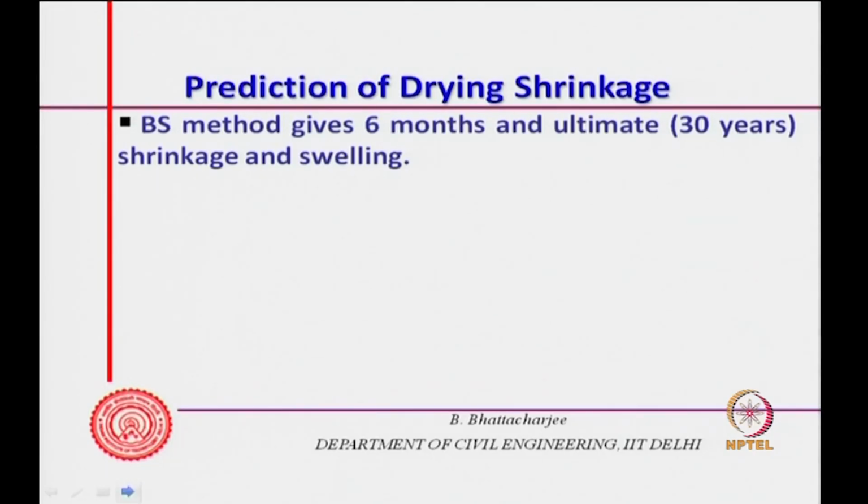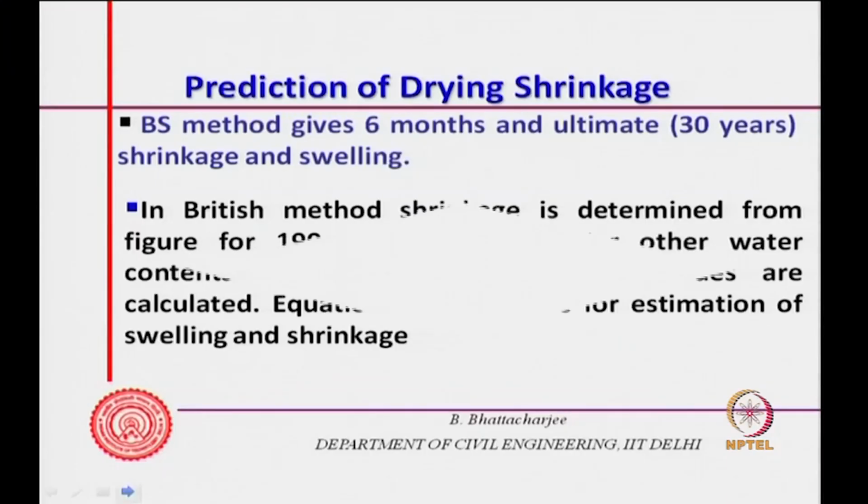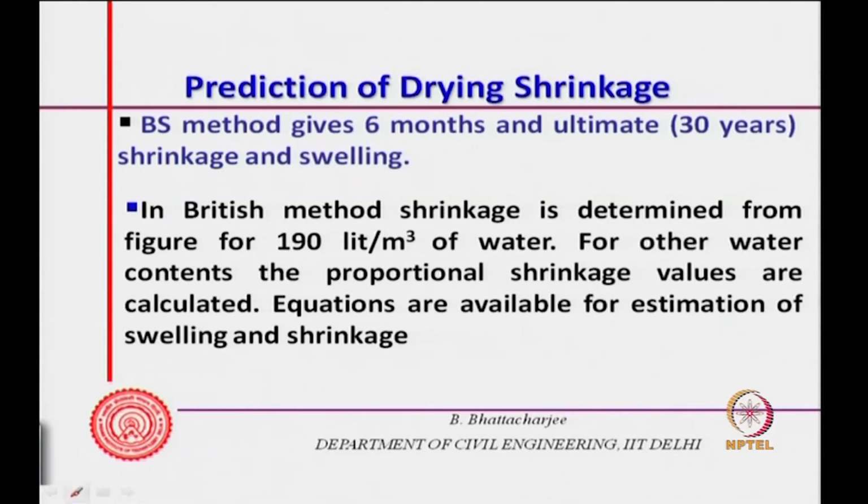British method of course gives 2 cases, 6 months and ultimate, that is 30 years shrinkage and swelling, and it gives you in a kind of a nomogram. So, in British method what you do? Actually it is determined from a figure, of course, a nomogram for 190 liter per meter cube of water. For other water contents, the proportional shrinkage values are calculated. Equations are available for estimation of swelling and shrinkage.